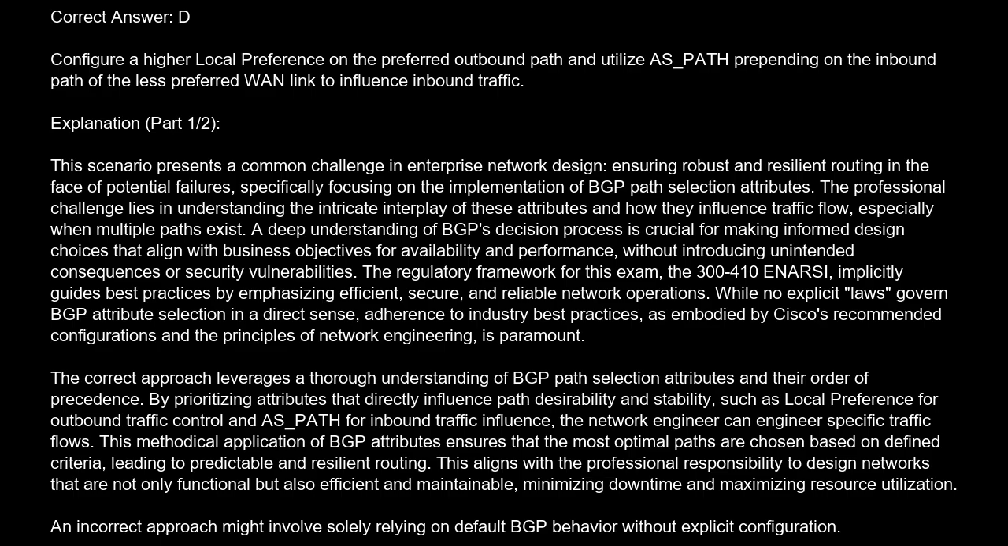Explanation. This scenario presents a common challenge in enterprise network design, ensuring robust and resilient routing in the face of potential failures, specifically focusing on the implementation of BGP path selection attributes. A professional challenge lies in understanding the intricate interplay of these attributes and how they influence traffic flow, especially when multiple paths exist. A deep understanding of BGP's decision process is crucial for making informed design choices that align with business objectives for availability and performance, without introducing unintended consequences or security vulnerabilities.